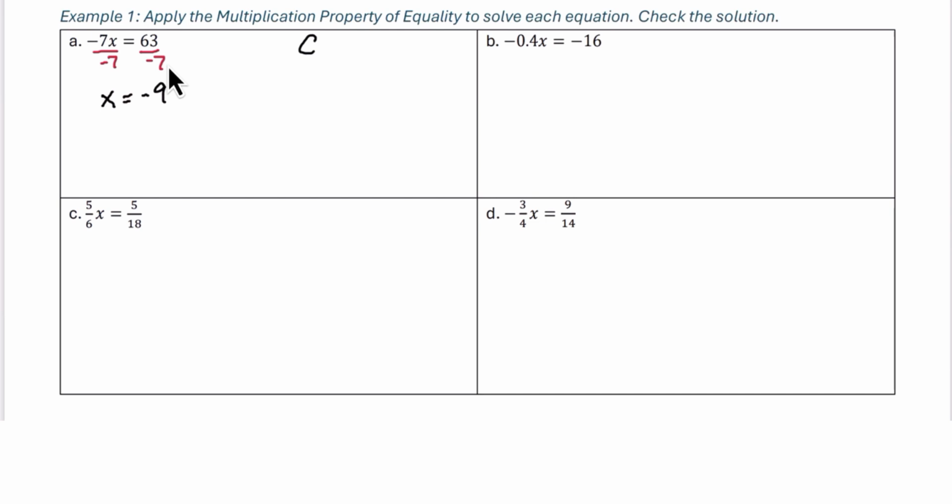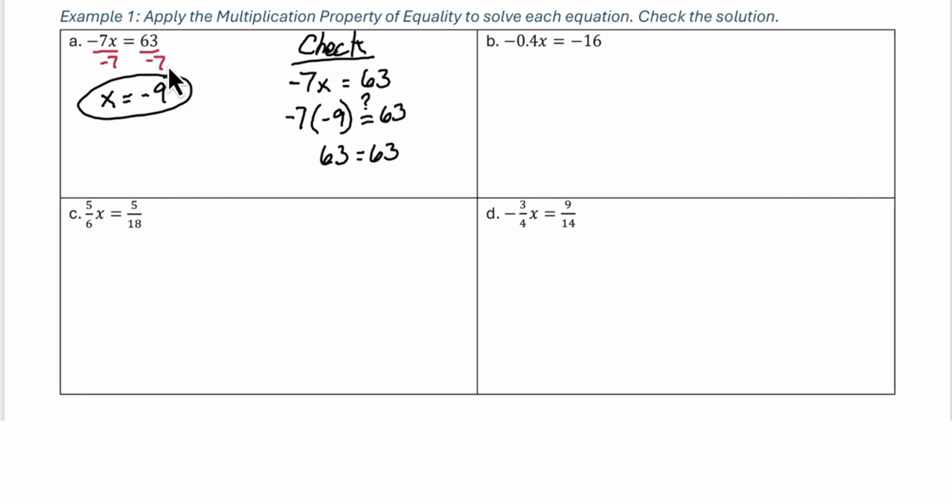From here, we can check our answer. We'll start with the original equation, and we'll make a substitution. We'll plug in what we think x is. Negative 7, replace x with negative 9, and we're asking, is this equal to 63? Negative 7 times negative 9 is 63. Notice we get a true statement, which means negative 9 is the correct solution.